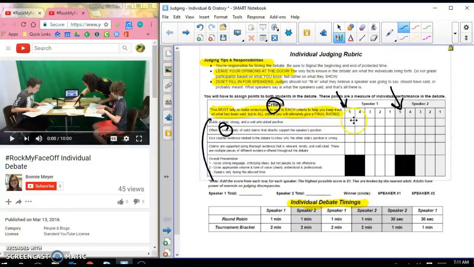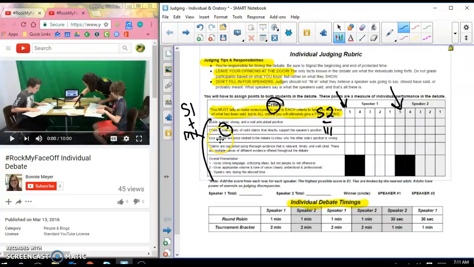In this case, 5 being the best and 1 being the worst. When I look at things like building a clear, strong, and well-articulated position, I should be able to develop a system, maybe a plus or a minus, because I usually label something like this is speaker 2 and this is speaker 1 in my notes over here. But for something like offering a wide variety of claims, I would expect to see tally marks. So how many claims are actually being offered?